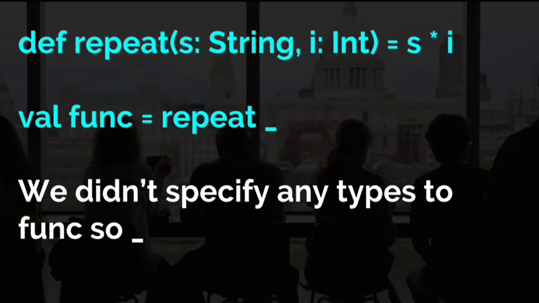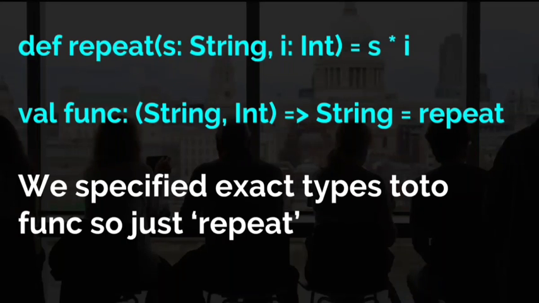For example, here we have the same repeat method, and we again assign the method repeat to a function. But note that here we say that the function is of type string, int to string, and therefore we don't need to use the underscore. So the more we provide types, the less we need to provide the underscore.